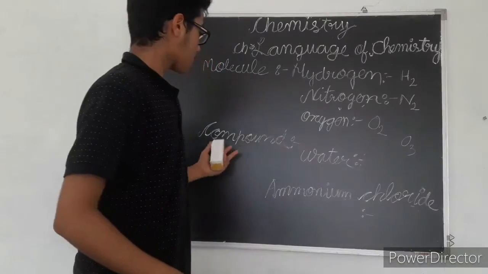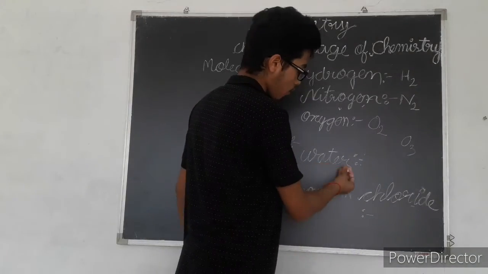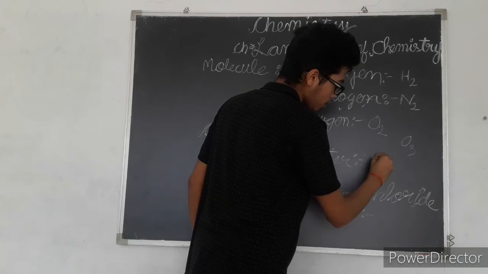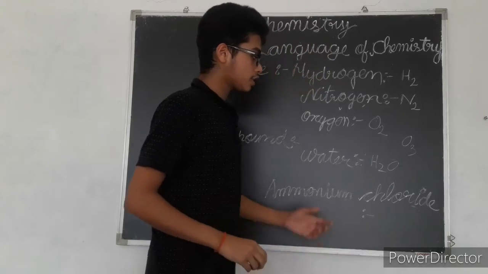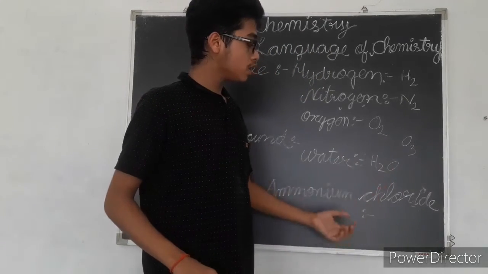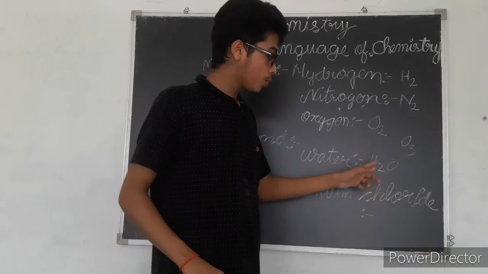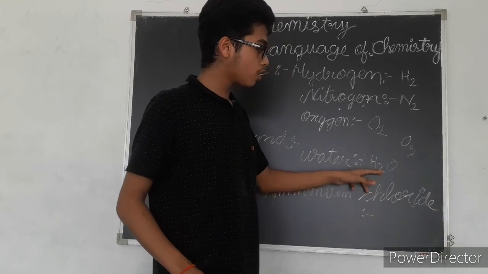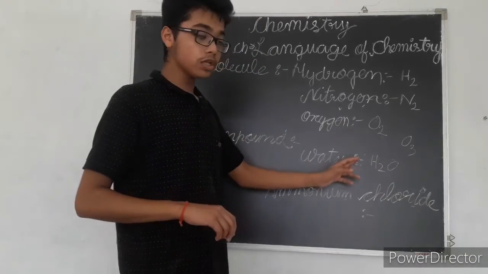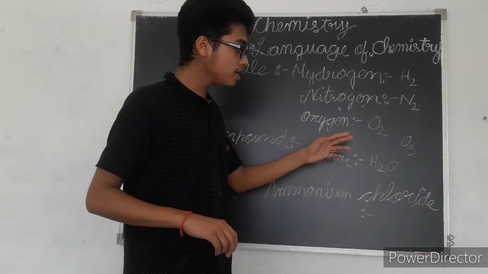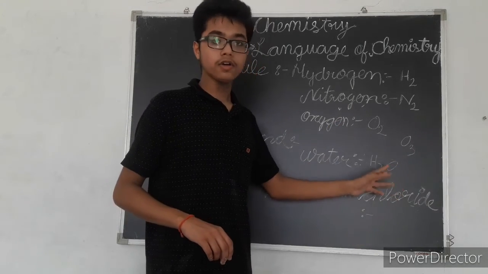So now compounds can also be represented. The molecular formula of water is H2O. So H2O means there is one molecule of water which has two hydrogen and one oxygen atom. Okay, means one molecule of water which has two atoms of hydrogen and one atom of oxygen.